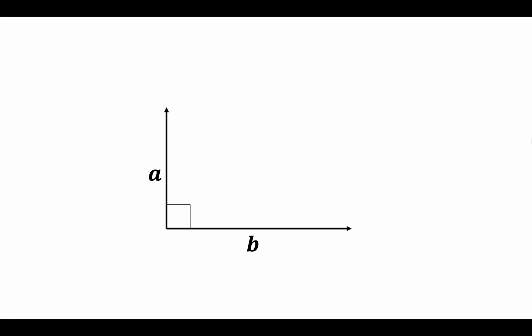If we consider two perpendicular vectors, a and b, then in this case theta is equal to 90 degrees, and we know that cos of 90 degrees is equal to 0, and therefore a dot b is equal to 0. And so the dot product of two perpendicular vectors is always equal to 0.